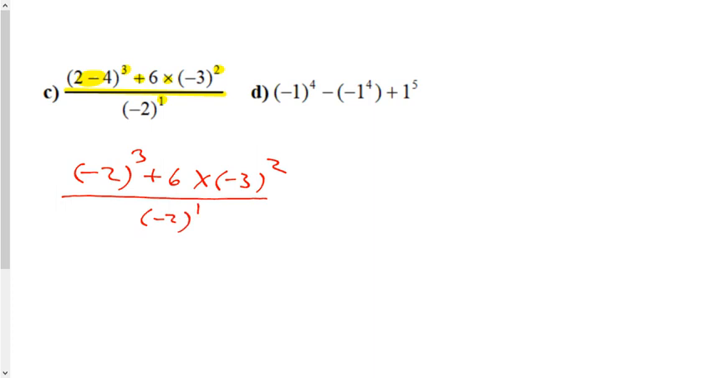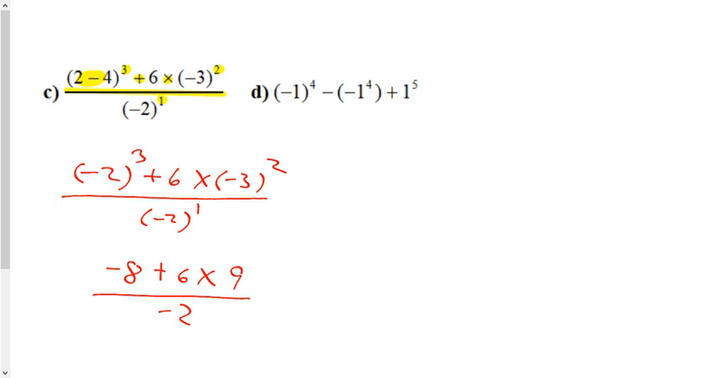Just solve the brackets first. Now we'll do all my exponents. Negative 2 cubed is negative 8. Negative 3 squared is positive 9. Negative 2 to the 1 is just negative 2. So once I solved all of my exponents, I now have this.